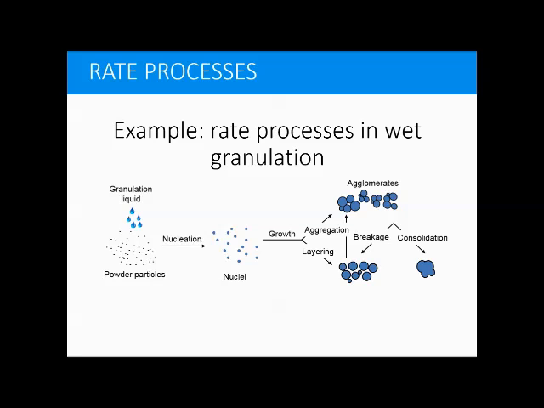Consolidation, finally, is kind of the opposite of growth. It's where your group of particles gets pressed together to form a smaller agglomerate, but one that's actually more dense, as the mass is conserved in this process. So these are typical rate processes that can be found, so mechanisms that create a change in the distribution.